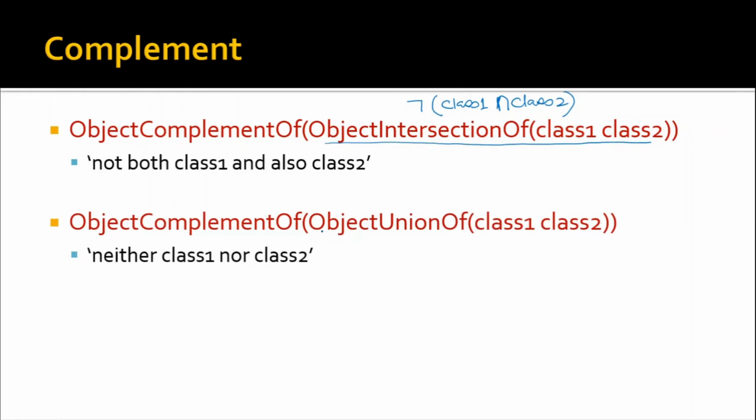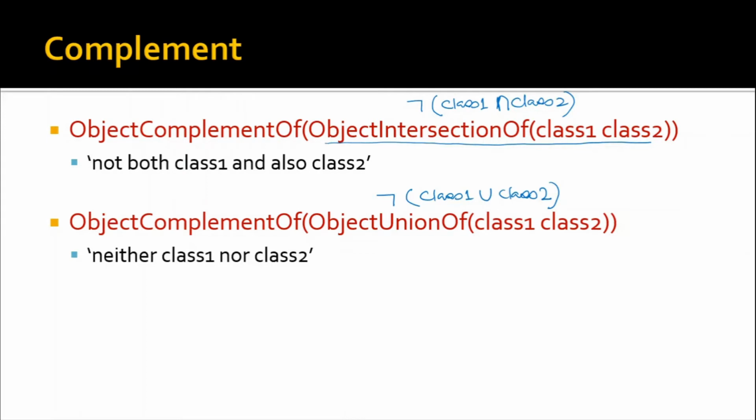Now if you take the complement of the union of two classes, this means neither class 1 nor class 2, right? So again, if you represent this in set theoretic notation, it will be the complement of class 1 union class 2. So one can really draw a Venn diagram to see what kind of structure we can have for this, right?